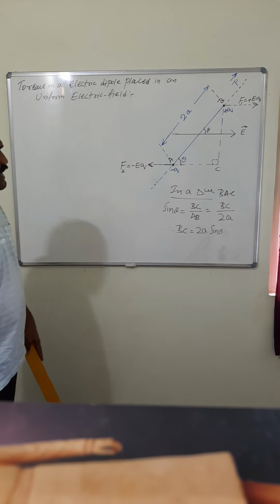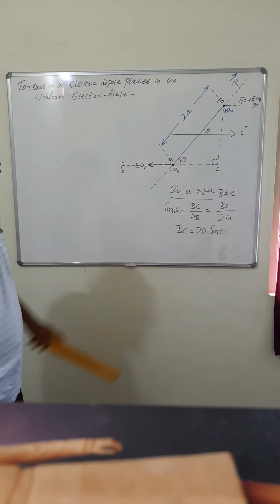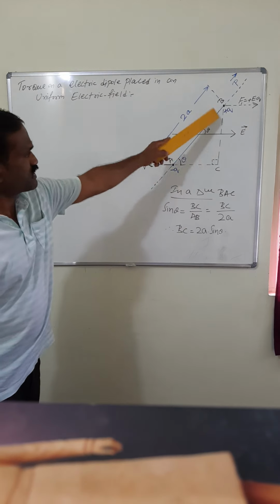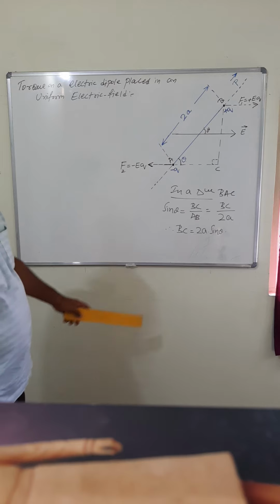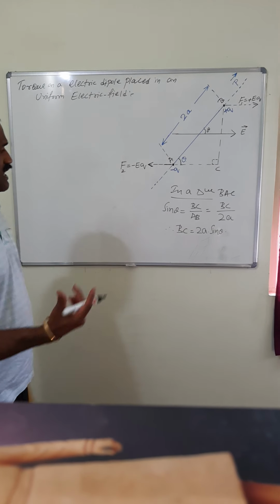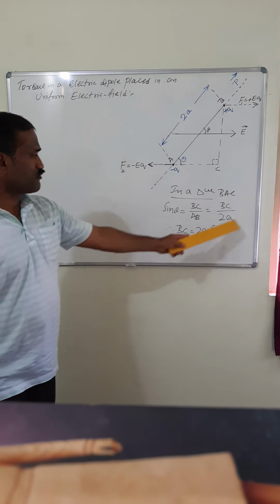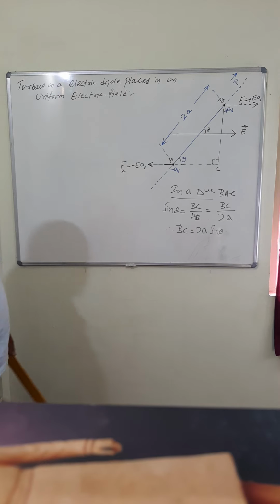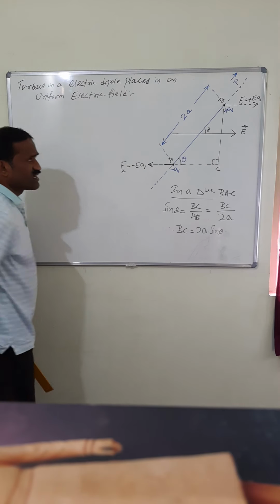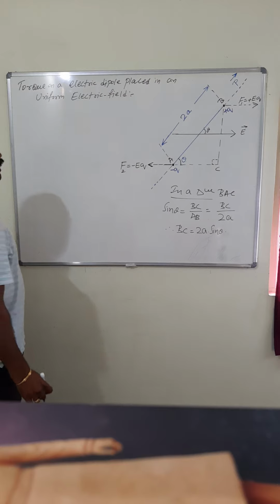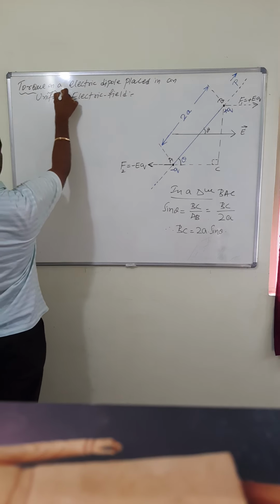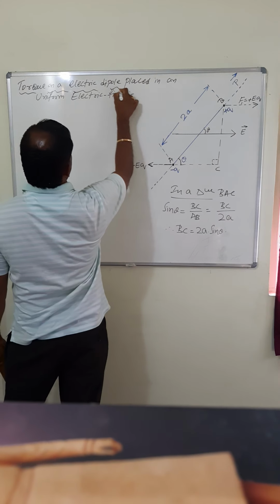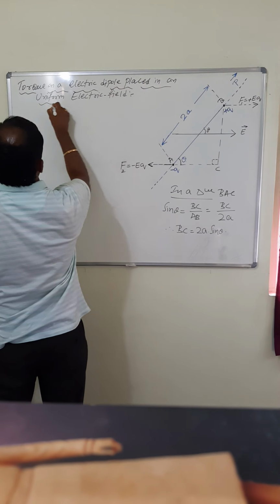Now in triangle BAC, take sin theta. Sin theta is opposite side by hypotenuse, BC by AB. AB is 2a, the dipole length. Therefore, BC is equal to 2a sin theta. This is the complete mechanics of the diagram. Now, force on a positive charge. This is the torque on an electric dipole placed in a uniform electric field.